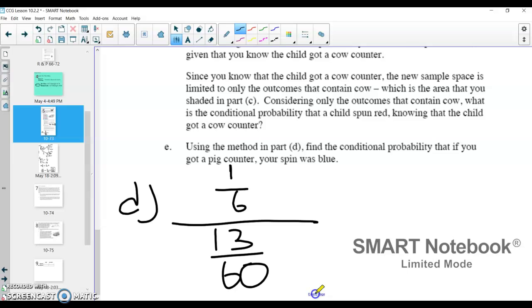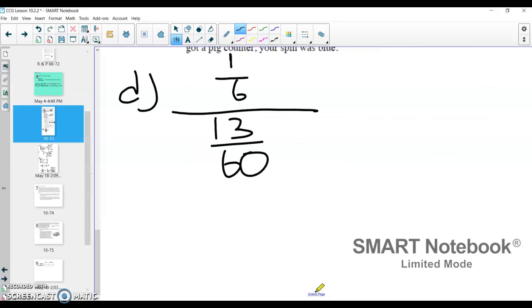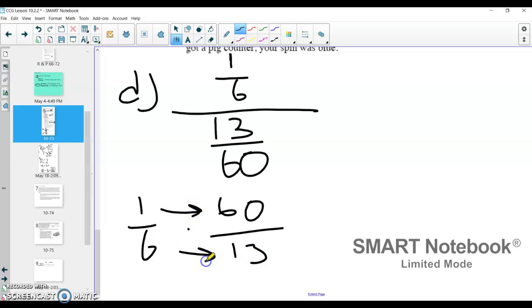And then we need to reduce this down. We're talking about dividing fractions here. And the best way I think about dividing fractions is this method I call keep, change, flip. You keep the numerator, you change your division to multiplication, and you flip the denominator. So this becomes 1/6 times 60 over 13. And we just multiply across now.